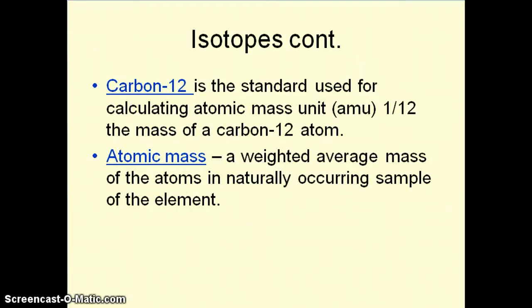Carbon-12 is the standard used for calculating the atomic mass unit. It is one of the most famous isotopes because it is one of the ones that we have photographed, and it is one of the ones that we know the weight of. All right, so the atomic mass unit is actually 1/12 of the mass of a carbon-12 atom. And the atomic mass is something we're going to come back to.